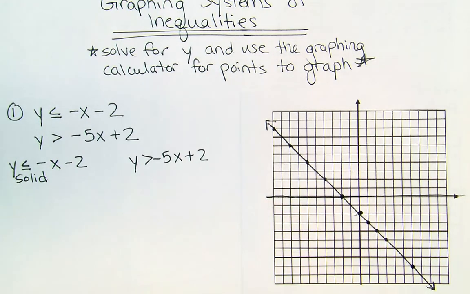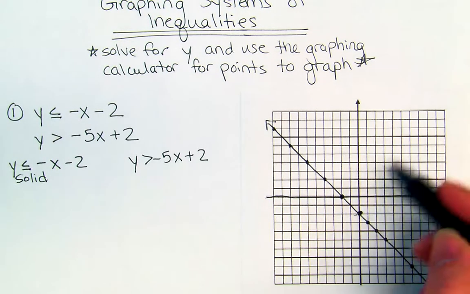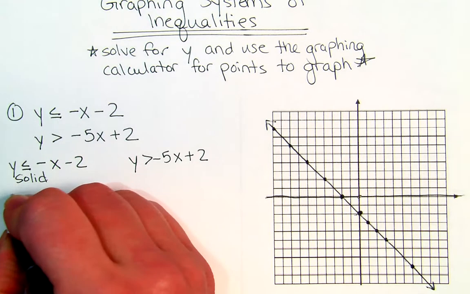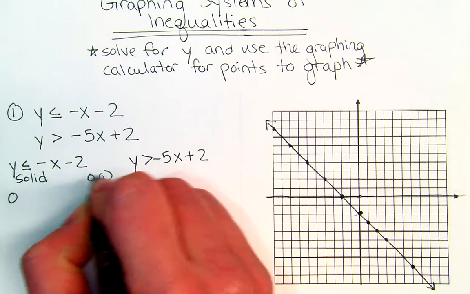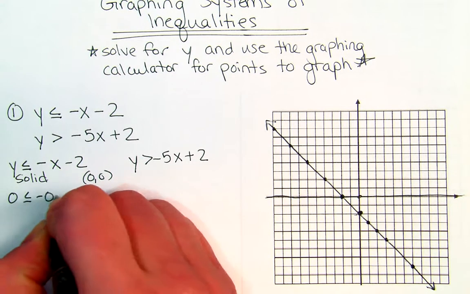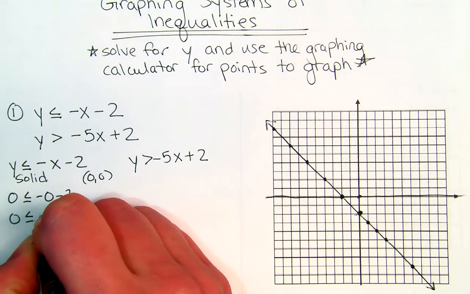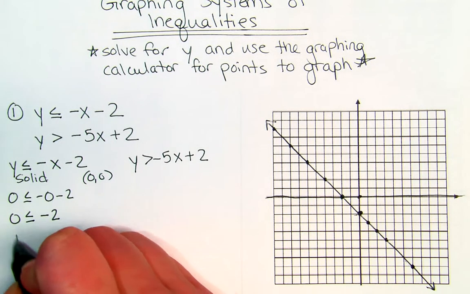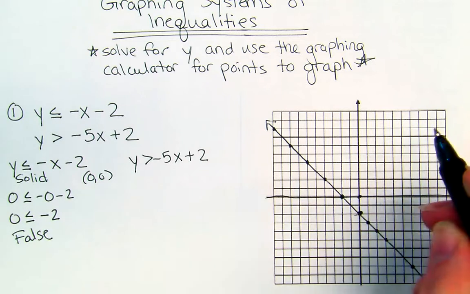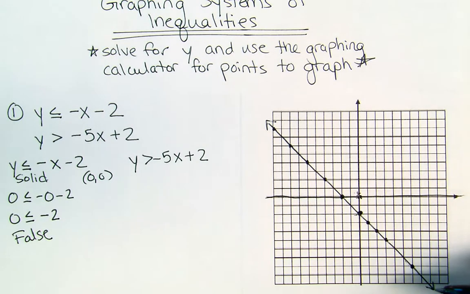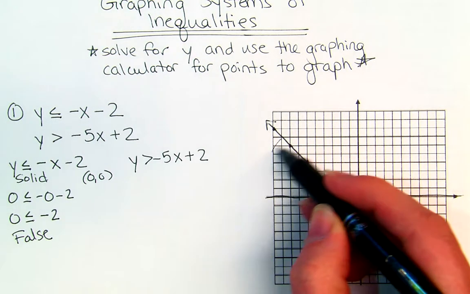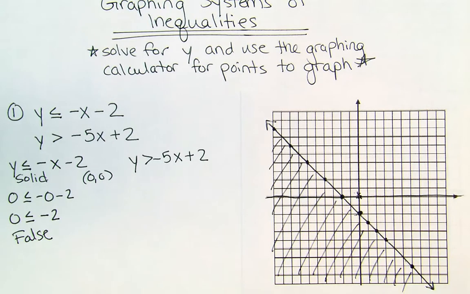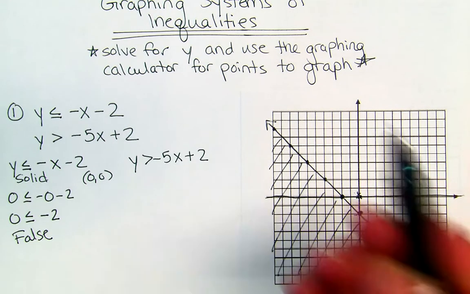So now I need to determine where to shade. So I'm going to pick the point 0, 0 and see what happens. So if I test 0, 0, I plug in and determine that 0 is not less than or equal to -2, which means it's a false statement. I should not shade the area with 0, 0, which means I should shade the other side right here. Okay? So now I'm going to work on my second inequality.